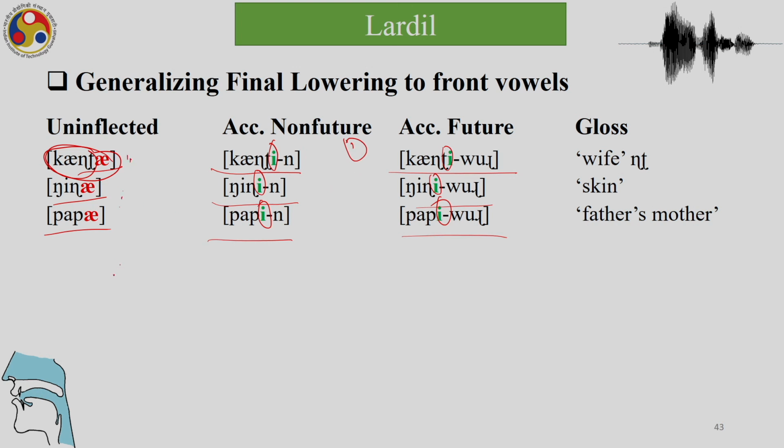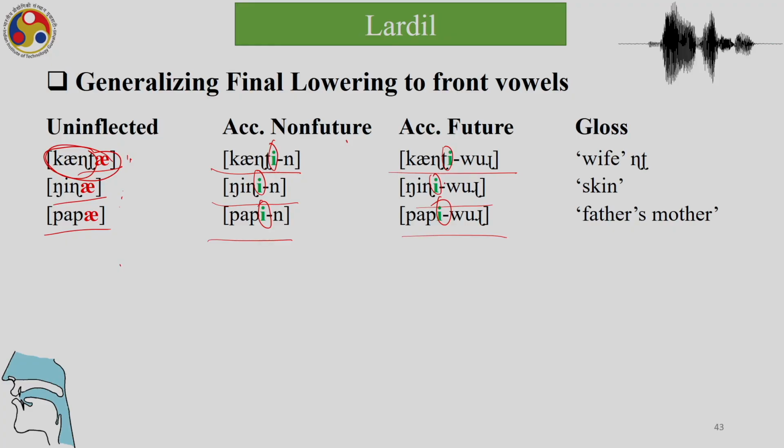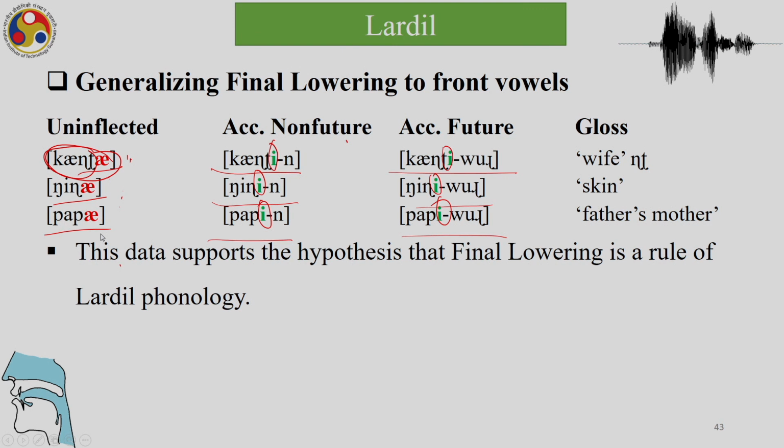So this Lardil data shows us something very significant. It shows us that morphemes here can appear in different shapes, and you can see the underlying form in the inflected form and not in the uninflected form. In the uninflected form we have a further phonological rule applying.